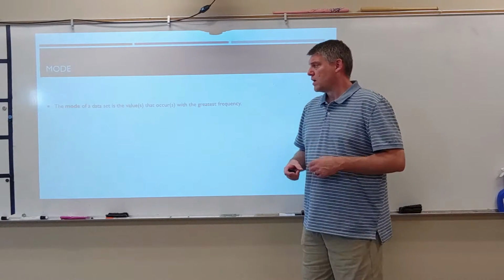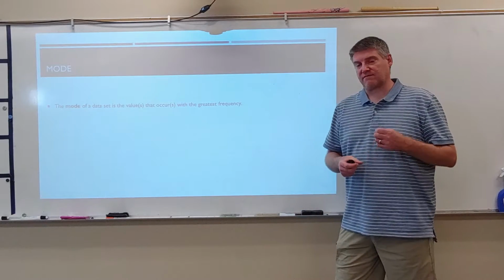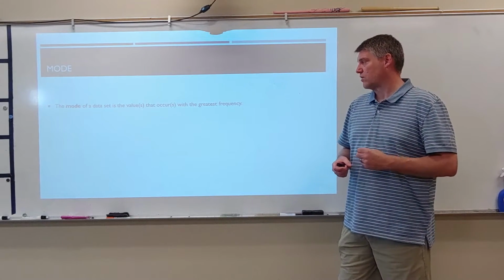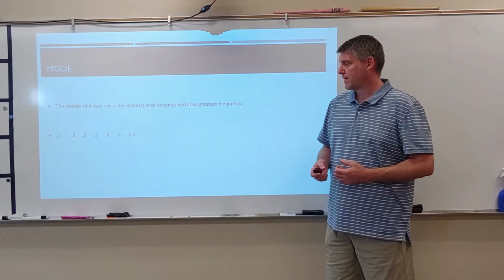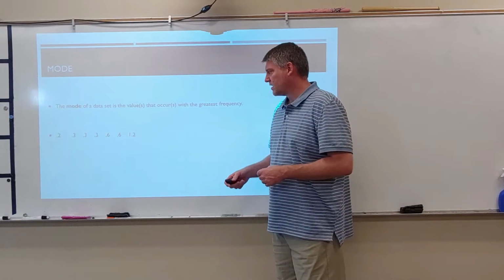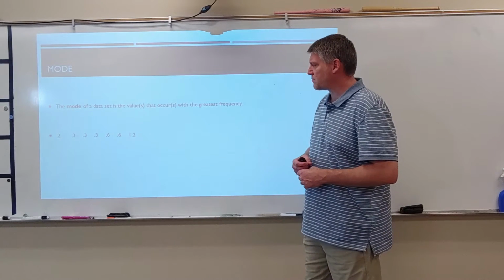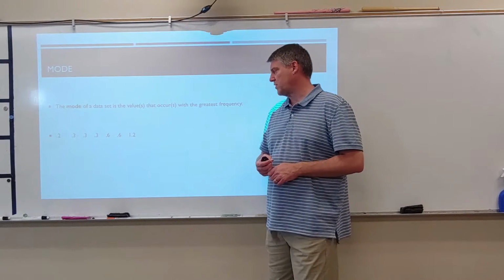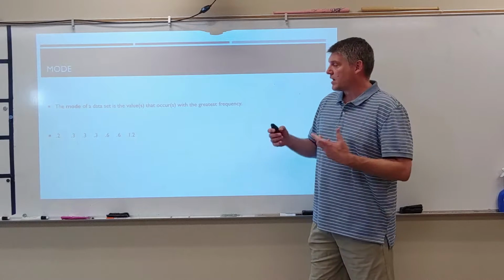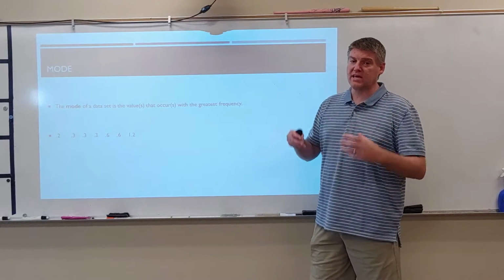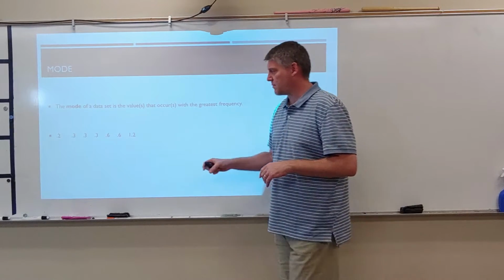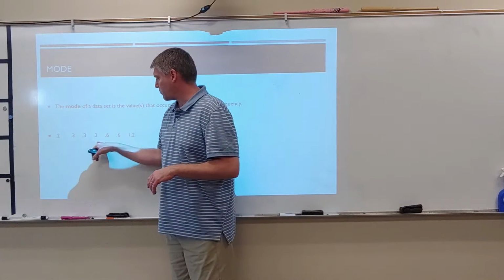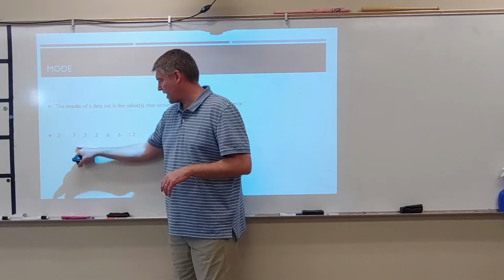The mode. The mode of a data set is the value or values that occur or occurs with the greatest frequency. Here's my list of data values: 0.2, 0.3, 0.3, 0.3, 0.6, 0.6, and 1.2. Now, the mode is the most common, so we want to pick the most common here. We have 0.3 appears 3 times, so that is my mode.